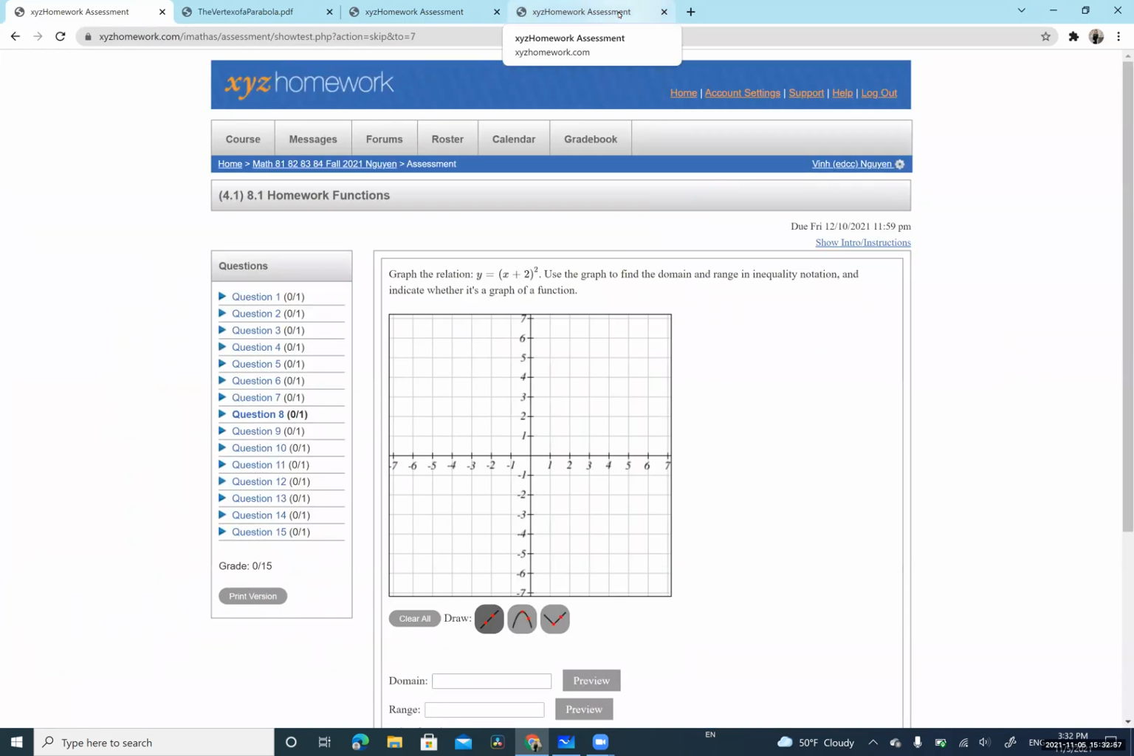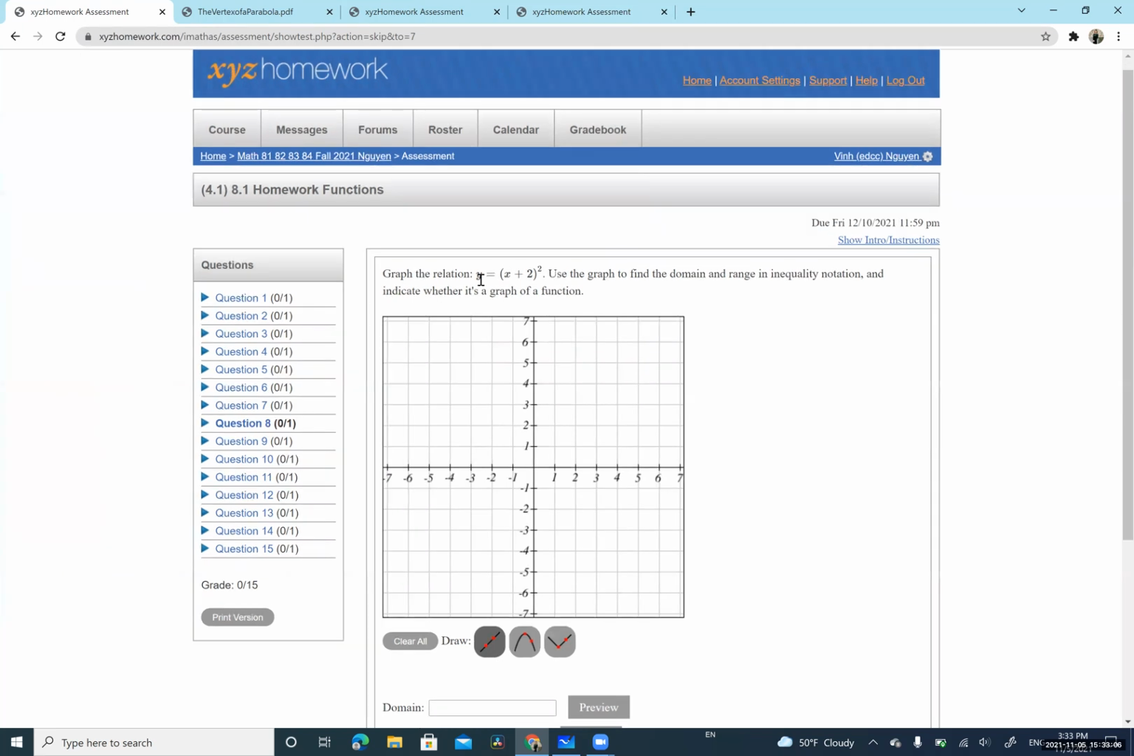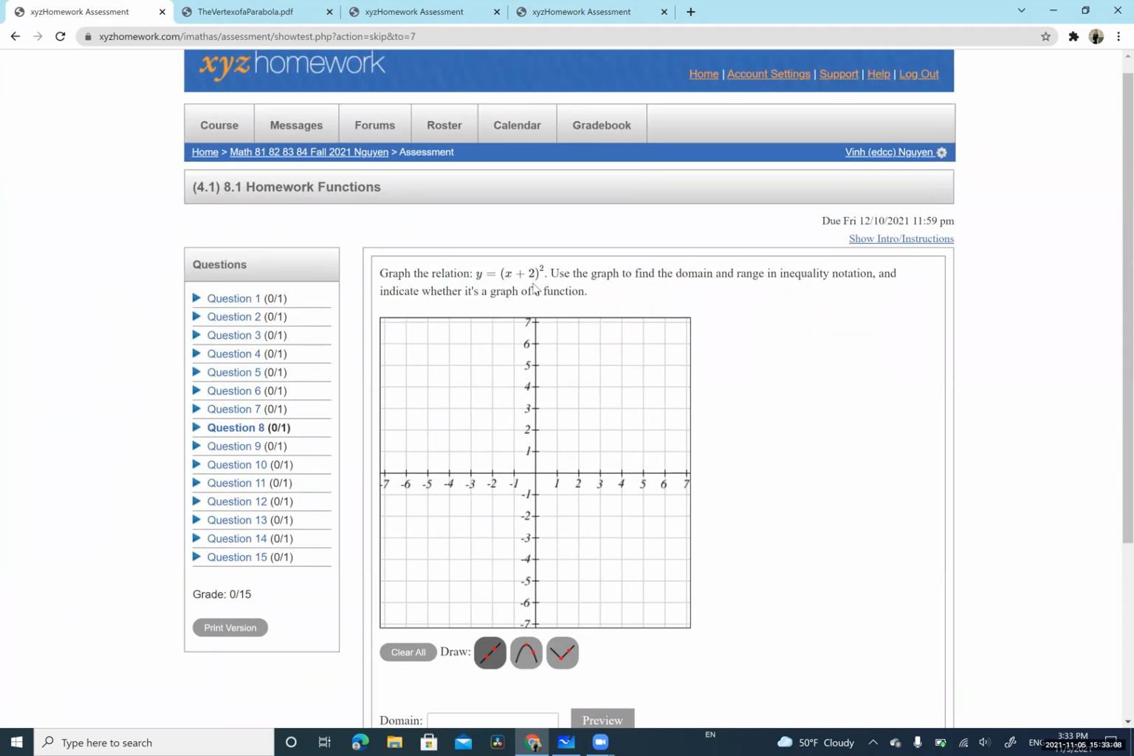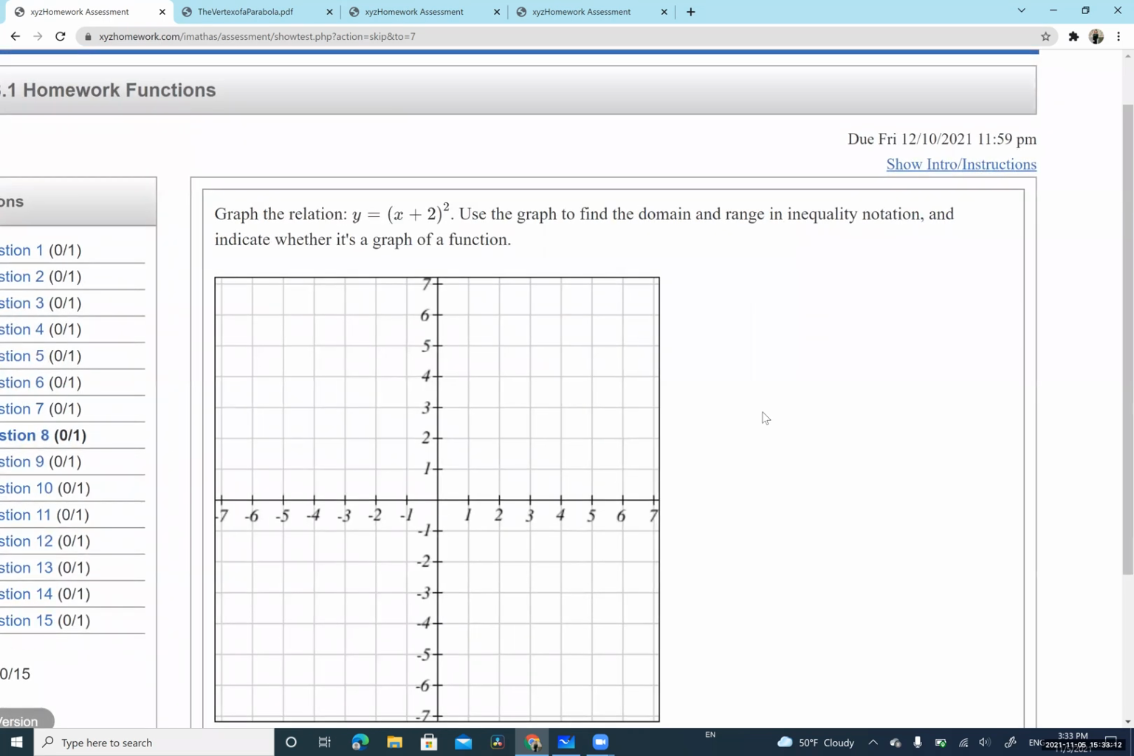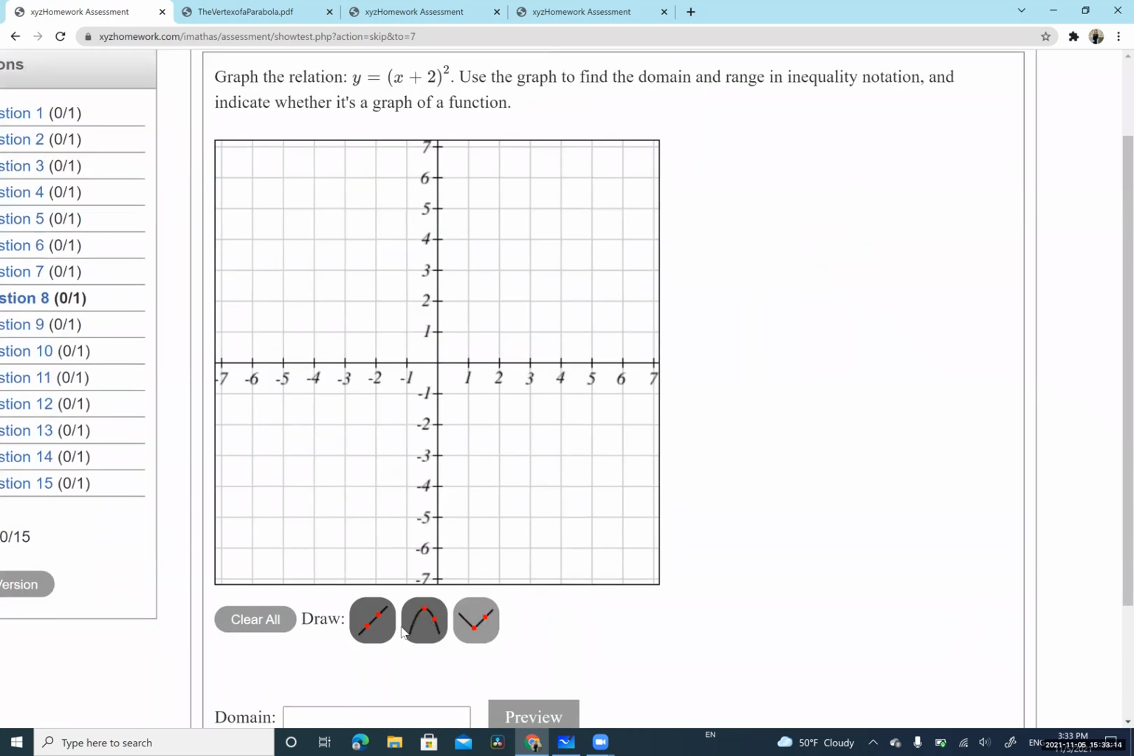Some students struggle with this problem, question 8 on the 4.1 homework. This is about graphing the parabola. If you take a look at the tools over here, those three tools under the graph, you will see this is the parabola, and it has two red dots. Let's try it to see what those two red dots mean.